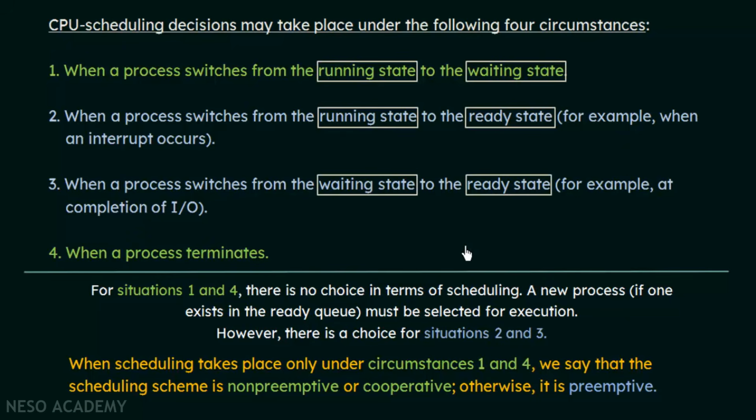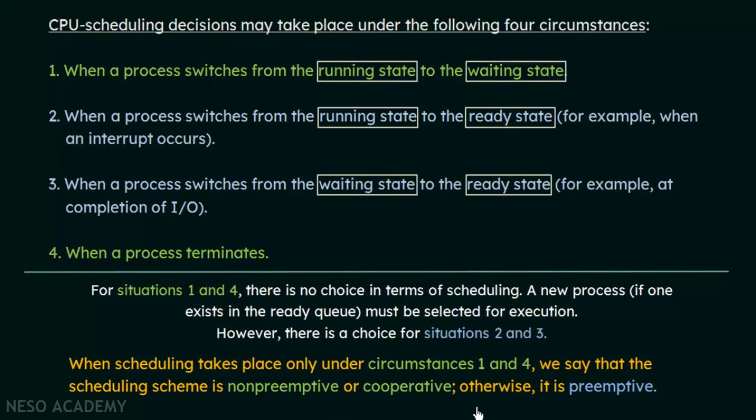So we see that in preemptive scheduling, the basic idea is that the CPU can be taken away from a process even before it has completed its execution or even before it is going into a waiting state. So that is what we mean by preemptive scheduling. And in non-preemptive scheduling, the CPU will never be taken away from a process until and unless it has either completed its execution or it has gone to a waiting state. So that is what we mean by non-preemptive or cooperative scheduling.